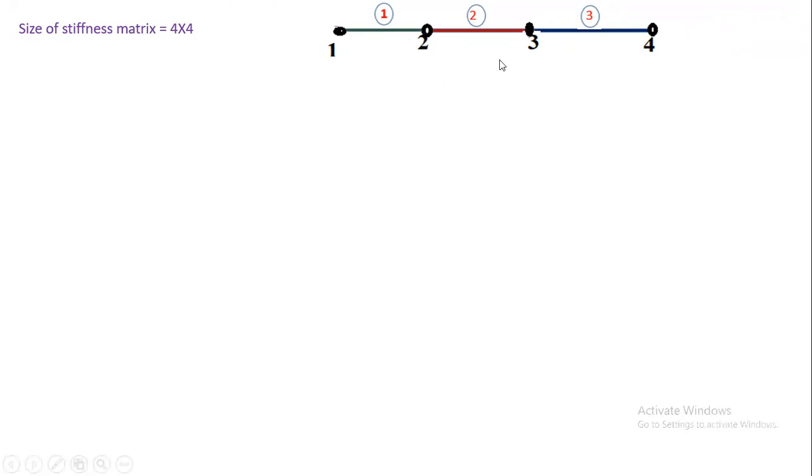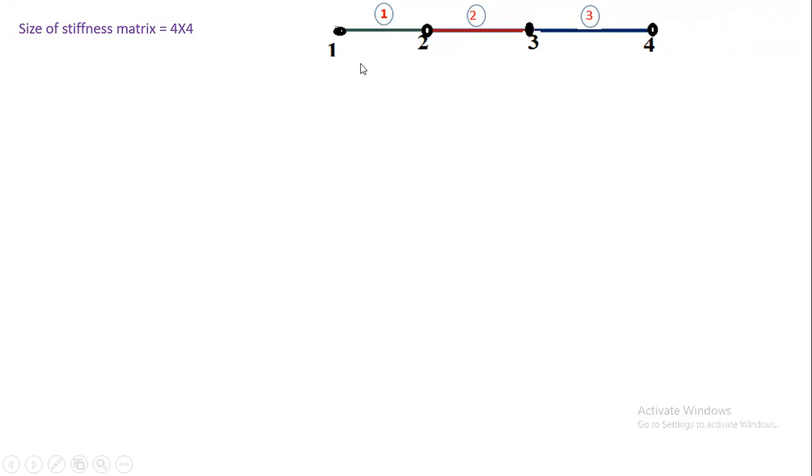That means here third node is not connected to the element number 1. So stiffness matrix coefficient corresponding to this third node is 0. Again, fourth node is not connected to the element number 1. So stiffness matrix coefficient corresponding to this fourth node is 0. Okay.